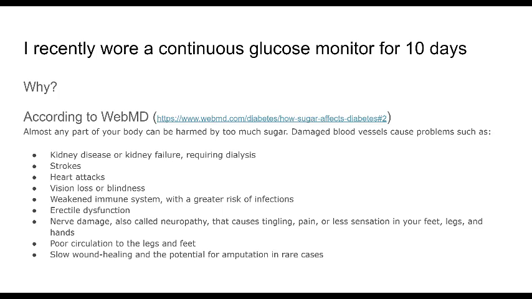So here's a recent example where I applied Agile practices and principles. I'm generally interested in improving my health. And so I wore a continuous glucose monitor for 10 days. This is something that typically people who are pre-diabetic or diabetic do. There are about 100 million people in the US who are diabetic or at risk of diabetes. So according to WebMD, having too much blood sugar can cause all sorts of problems, from kidney disease to strokes to heart attack to loss of vision. And so I was interested in understanding this key metric in my body.